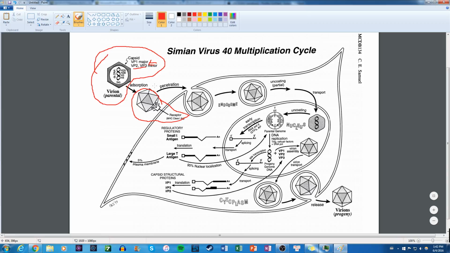Like in all multiplication cycles, you need to attach, penetrate, uncoat, transcribe, and then replicate and translate, and then bud off. So, of course, the next step is penetration. See, there's this virus here. It's inside a vesicle or an endosome. So here's the endosome, and then it goes through partial uncoating. Now, I hope this comes as intuitive, but just in case it doesn't, then that's okay. I'm here to tell you now.